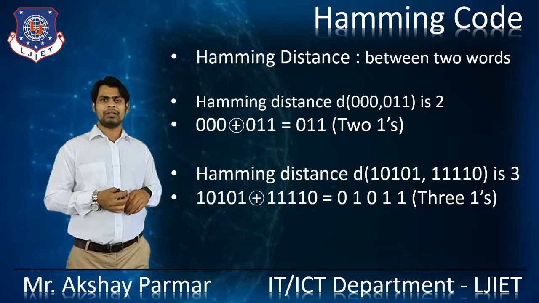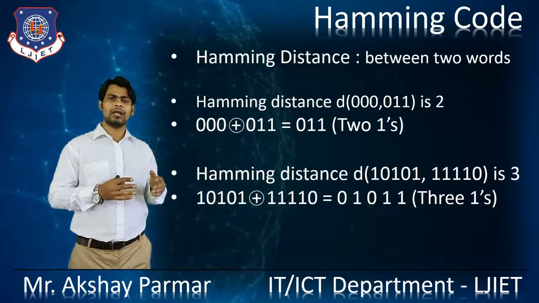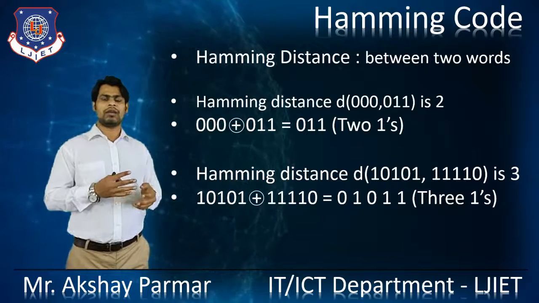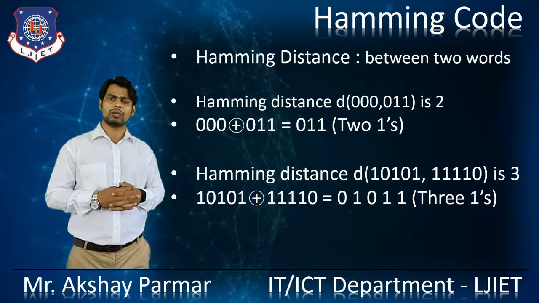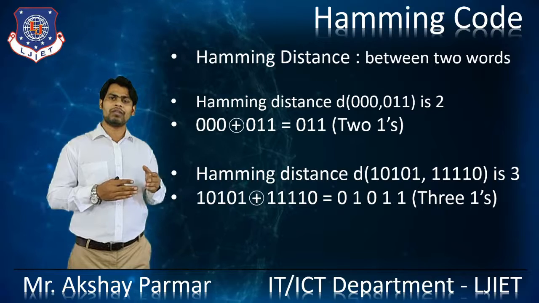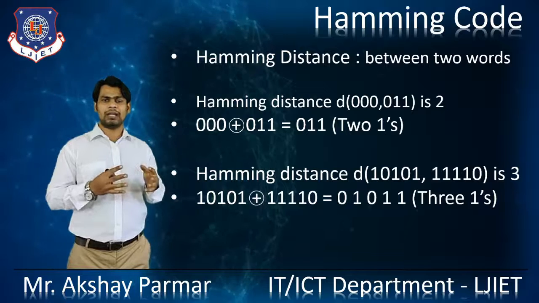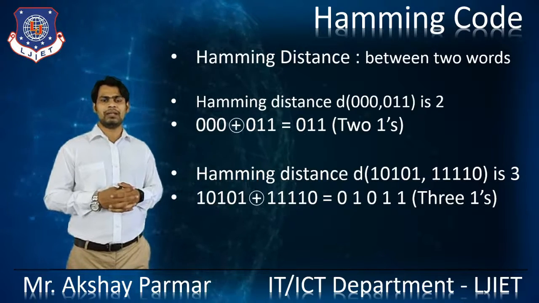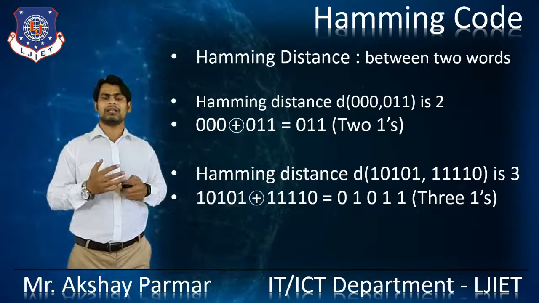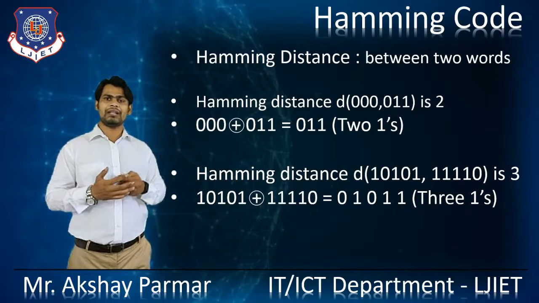Let's take another example. What is the Hamming distance between 10101 and 11110? If we perform the XOR operation between the two values, what is the output there? 10101 XOR 11110 gives 01011, right? So there are three ones in that result, right? So the Hamming distance between those two words is 3, right? So that's how we are finding the Hamming distance.